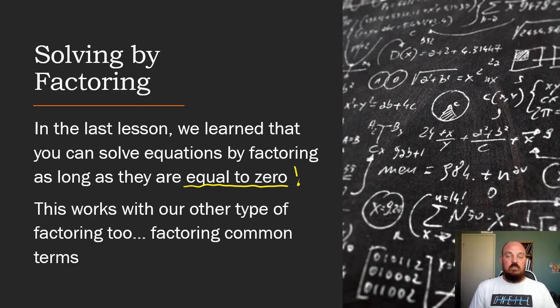Now the difference is, instead of doing that factoring where it's like x plus 5 times x minus 2, we're going to be factoring out common terms. We're going to focus on a different type of factoring. But you guys will see the same process works. As long as the equation's equal to 0, you can take the two factors, separate them into two easy equations, and solve each one. So let's do a couple examples.